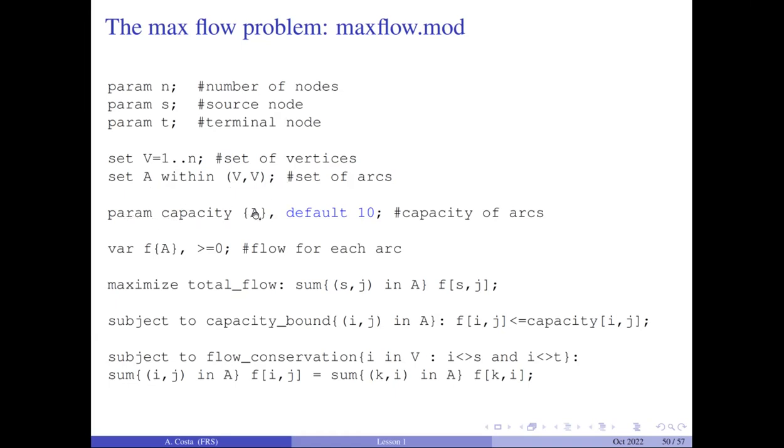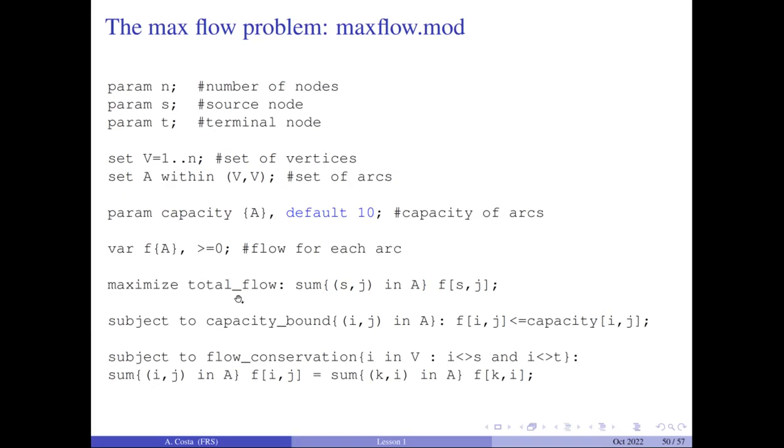Then we have a capacity A. For each arc, we have a capacity that is the maximum that we can send. And in this case, just to make it simple, let's assume that all of them have capacity 10. But of course, these numbers may be different for each arc in a realistic application. Then we have the variable that is the flow, and the flow is defined for each arc A. The flow is non-negative.